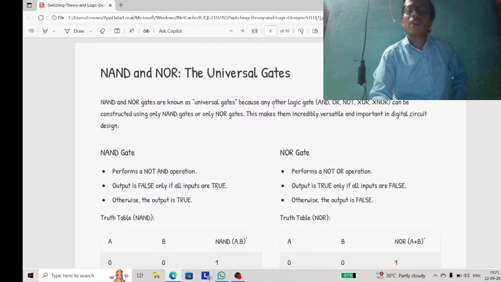We discussed the NAND and NOR gates, the universal gates. Here is a clear explanation about the NAND and NOR gates, also known as universal logic gates. NAND and NOR gates are known as universal gates because any other logic gates like AND, OR, NOT, XOR, XNOR can be constructed using only NAND gates or only NOR gates. This makes them incredibly versatile and important in digital circuits.